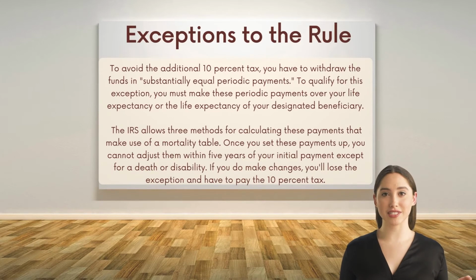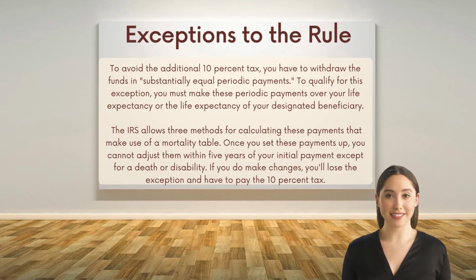To avoid the additional 10% tax, you have to withdraw the funds in substantially equal periodic payments. To qualify for this exception, you must make these periodic payments over your life expectancy or the life expectancy of your designated beneficiary. The IRS allows 3 methods for calculating these payments that make use of a mortality table.